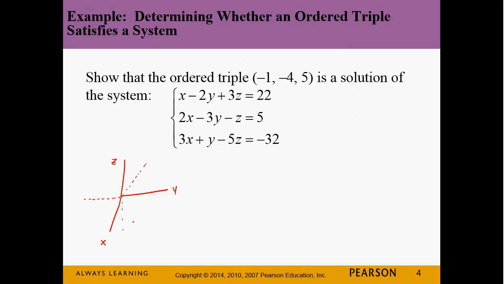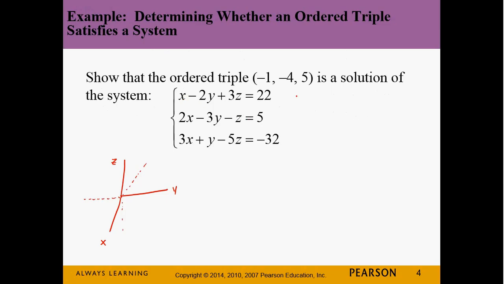All right. So how do we solve this? It's no different than an ordered pair being a solution to a system of two. We're just going to plug them into each one and see if they work. I'm just going to plug these X, Y, and Z in, and see if it works. Okay, I'm not actually solving it yet. We'll get there. First, I just want to know if it's a solution.